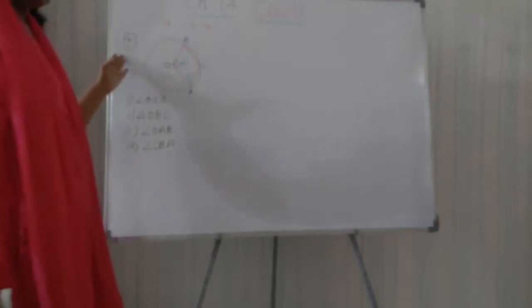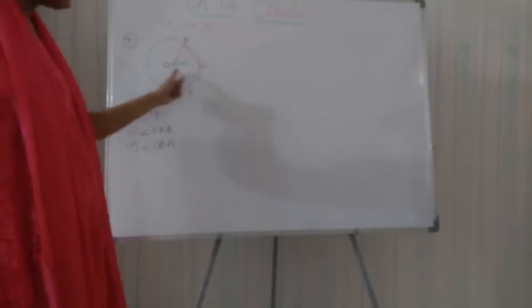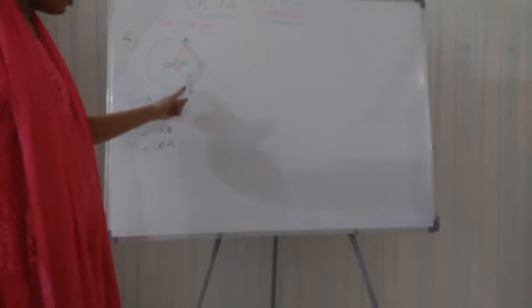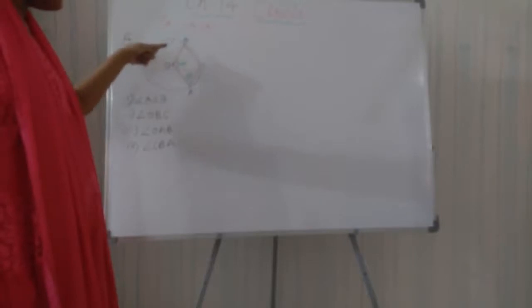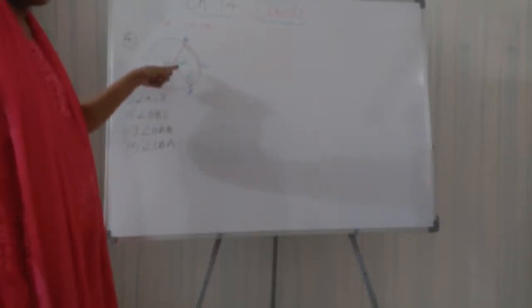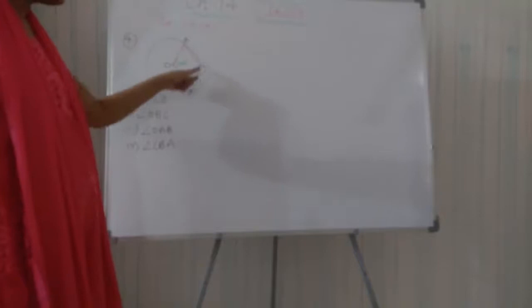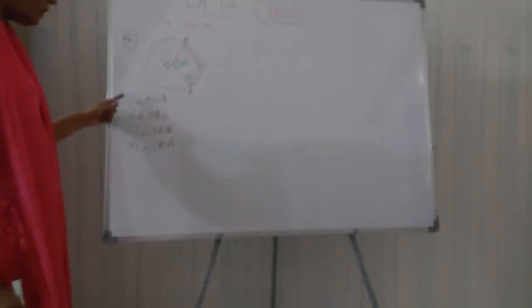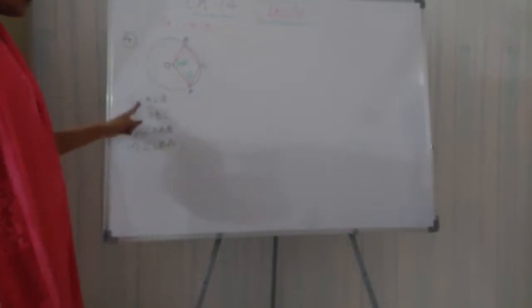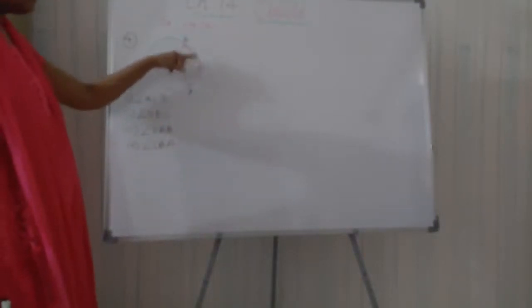Students, exercise 14a, question number 4, continuing with our exercise. Here we are given a figure like this, a circle with center O, and OA, OB, AC, BC are joined like this. Angle BOA is given as 140 degrees and angle OAC is given as 50 degrees. Now we want to calculate these four angles, like angle ACB. So ACB is the first angle we want to calculate.